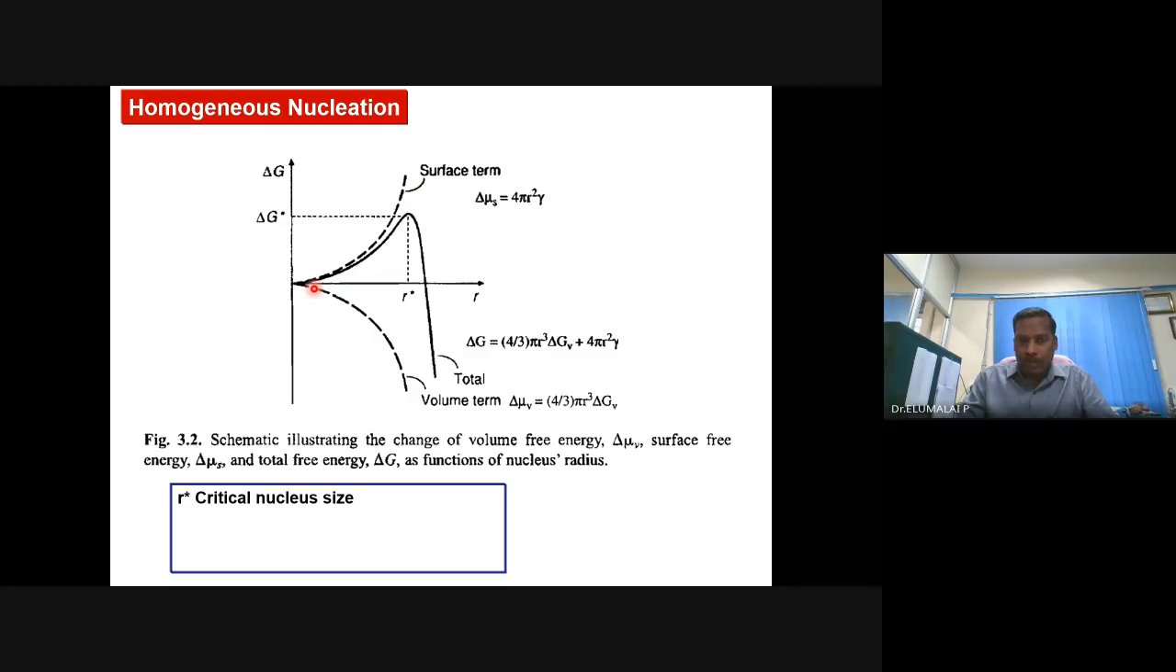If you singly monitor only the volume free energy change, it will be like this. If you monitor only surface energy, it will be like this. But it is occurring simultaneously, so the curve should look like this only. Up to a certain point, the free energy change will increase. Then once the nuclei are formed, delta G will become negative and decrease. Until the nuclei are formed, the system's free energy will increase, which is unstable.